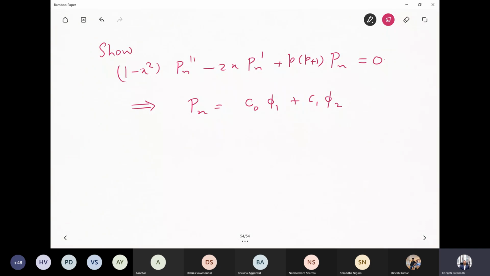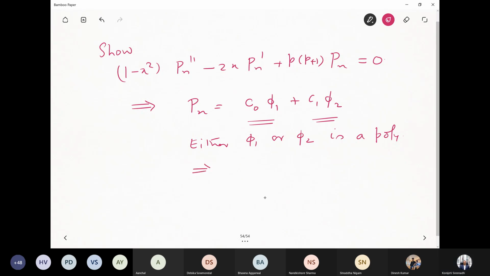You can see that? Yes, sir. We can see. Right. So when p equals n, one of them is a polynomial, the other one is a series. So either phi1 or phi2 is a polynomial.